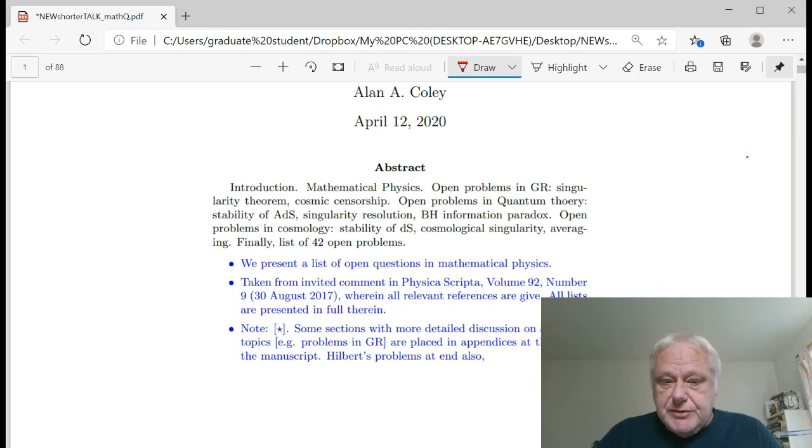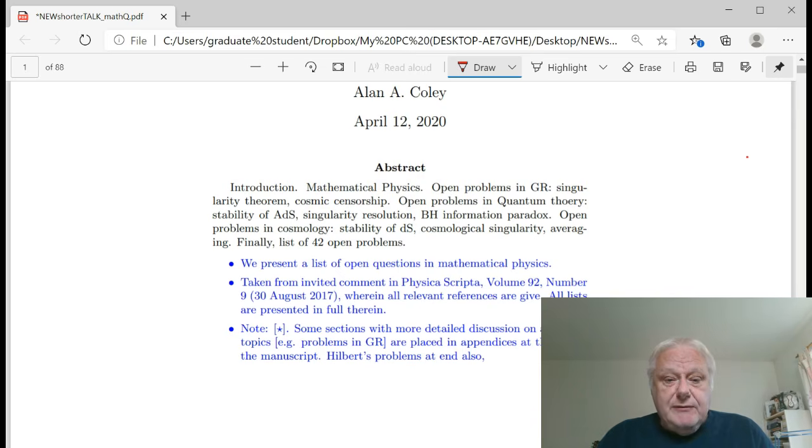A couple of comments about the format. I've used red in the outliner to remind me basically what I want to say in the talk, and I'm using blue effectively for definitions and for details and exact statements of problems, although here that doesn't quite fit the definition. So the idea is to present a list of open problems in mathematical physics.